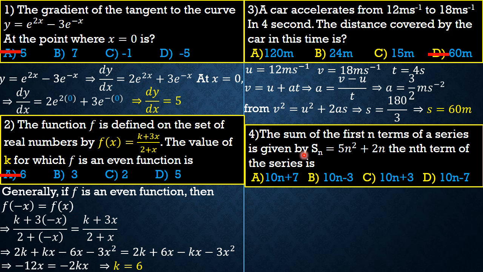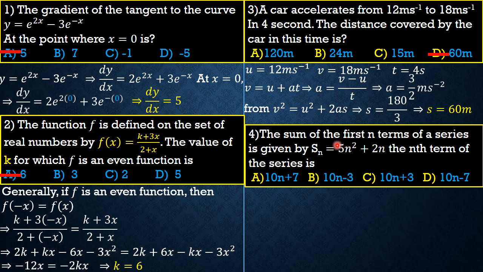Great. That's it. So, guys, question 4 is saying that the sum of the first n terms of a series is given by Sn equals 5n squared plus 2n. The nth term of the series is, all right, these are the options that they've given us. Great. All right, friends, for us to be able to get the nth term of this series, we need to understand that the nth term, that is Tn, is simply given as what, guys? Sn minus Sn minus 1. Okay, that's the theory you are supposed to have.